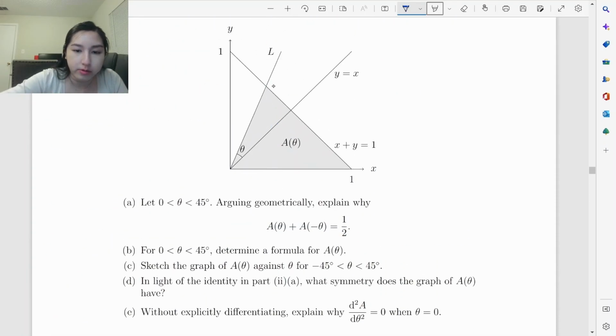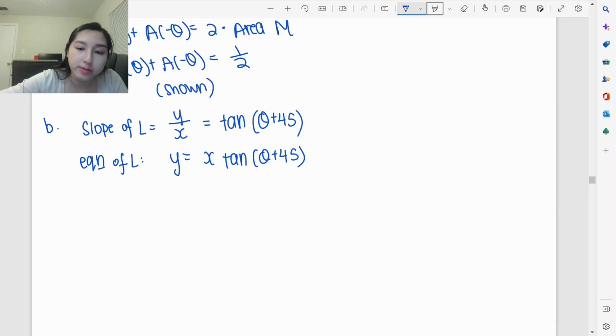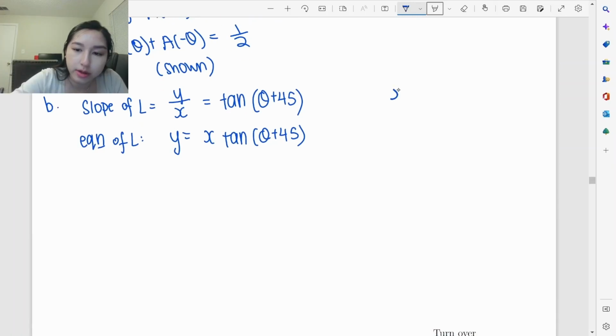We basically want to find the area of the triangle. This is the base, which is 1. We probably want the height, which is y, so we have to solve for y. It's the point where L intersects x plus y equals 1. So x equals 1 minus y. I'm going to name this equation 1.